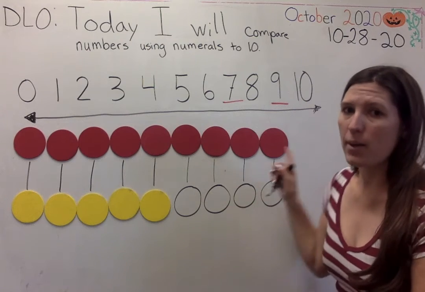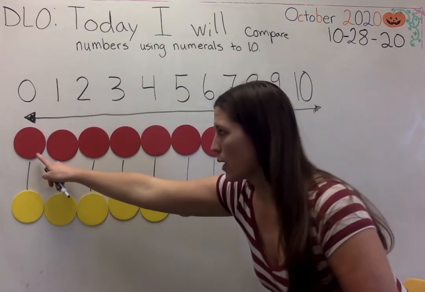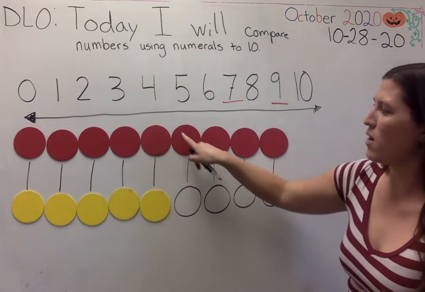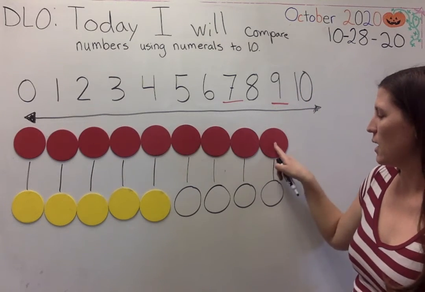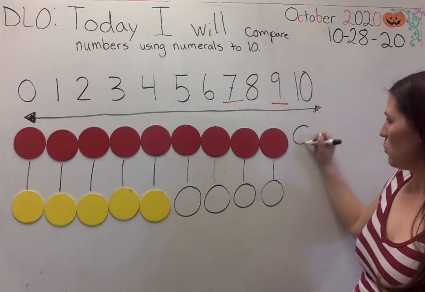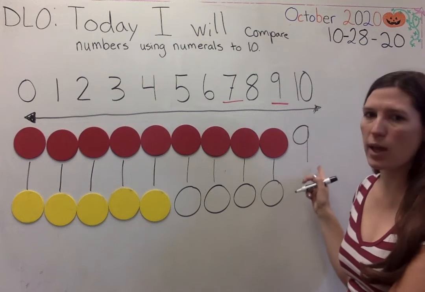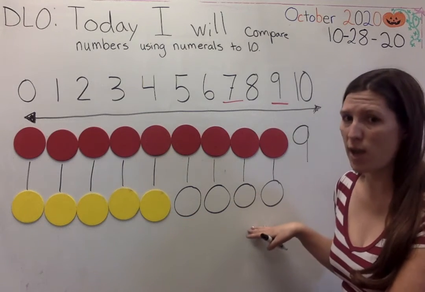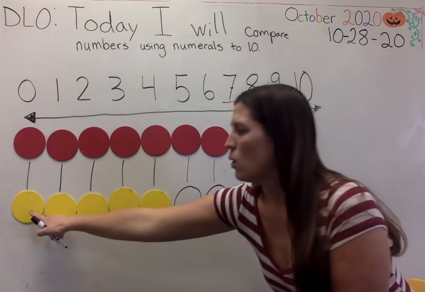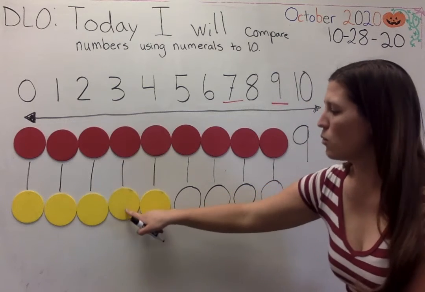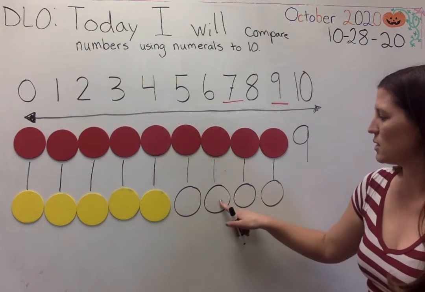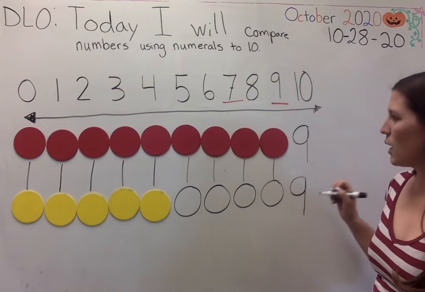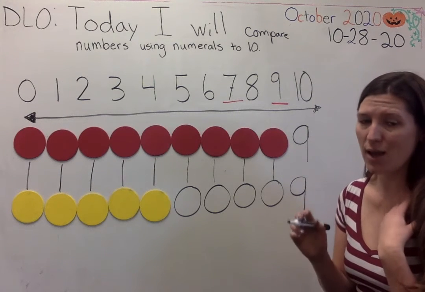Now let's count them and write the numbers. Count with me. 1, 2, 3, 4, 5, 6, 7, 8, 9. Make a loop and then a line. That's the way you make a 9. Now, if it's equal, we should have 9 down here also. Let's count. 1, 2, 3, 4, 5, 6, 7, 8, 9. Make a loop and then a line. That's the way you make a 9.